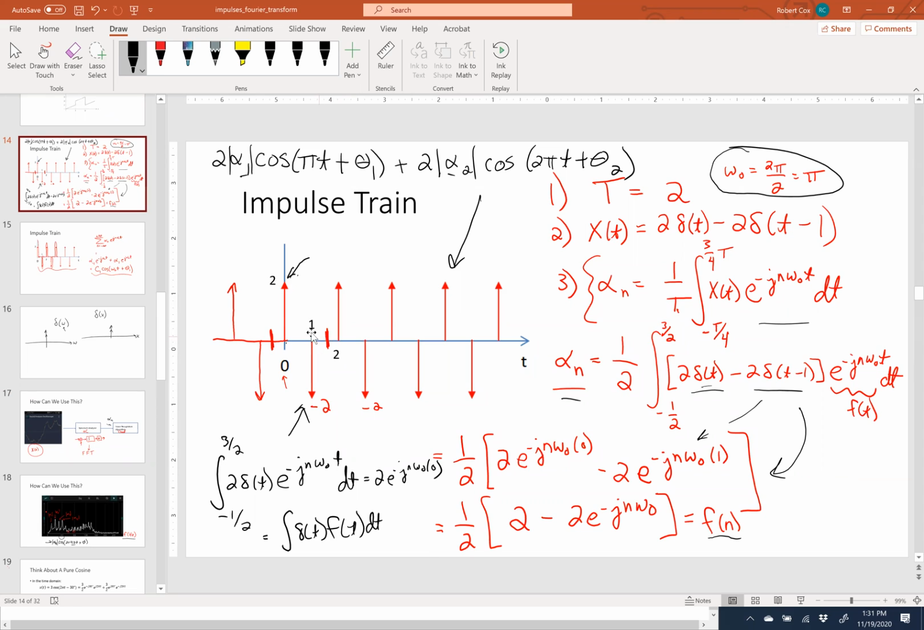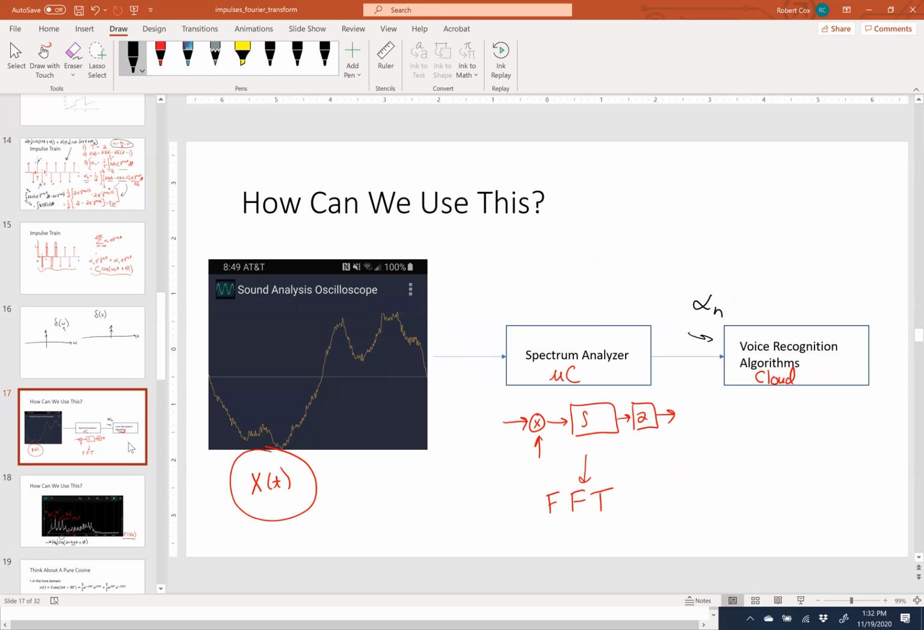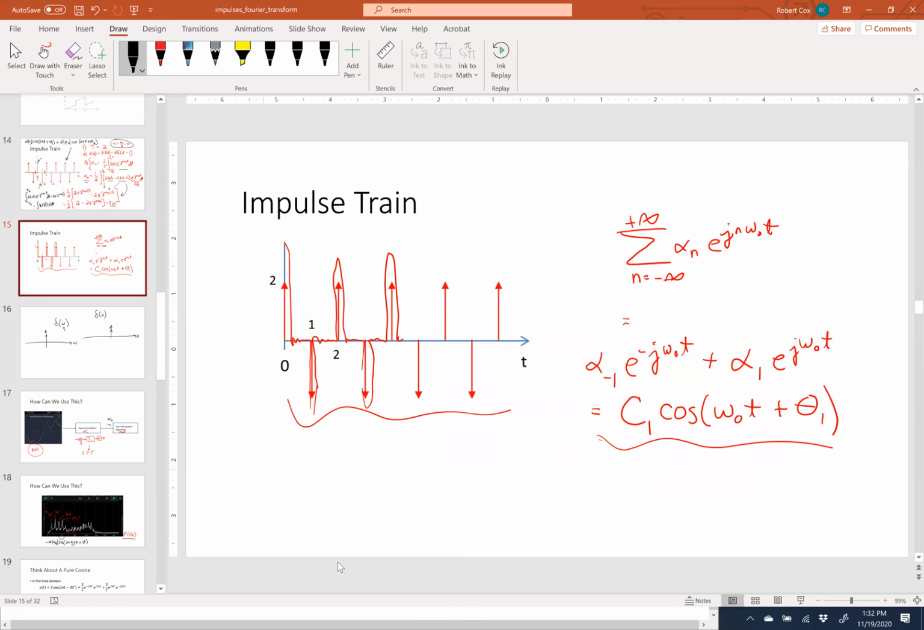So let me ask you this. What does it mean to be a harmonic? What frequencies are in it? If this guy has a fundamental period of 2 seconds, what frequencies are present in that signal? Some constant, some integer. Yeah, an integer, basically all the integer multiples of that fundamental frequency.